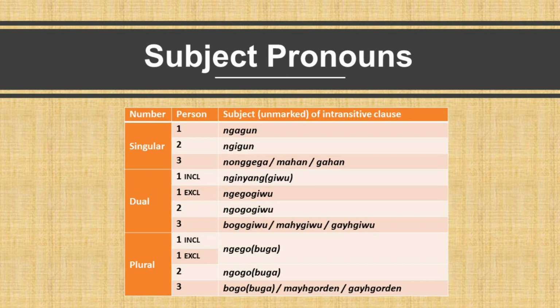Now we've already covered all subject pronouns in Wagiman. I want to give you the full list of all subject pronouns that can be used in an intransitive clause. Intransitive clauses are those where there is only one person or one group of people acting, and it's not something like I see you, but I walk, I sleep. In these cases, you use these subject pronouns.